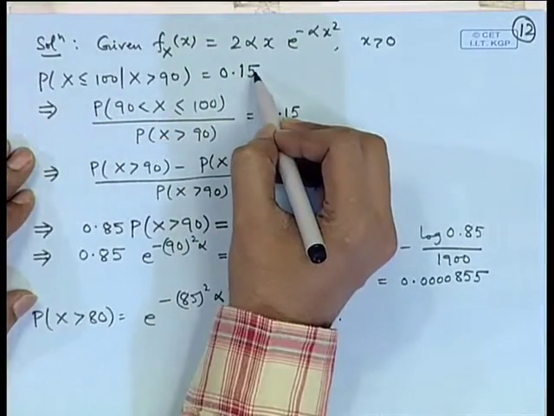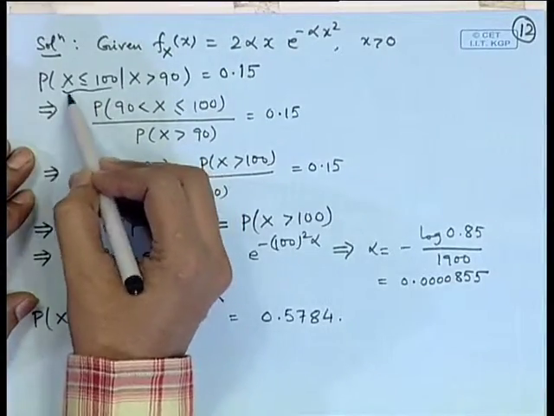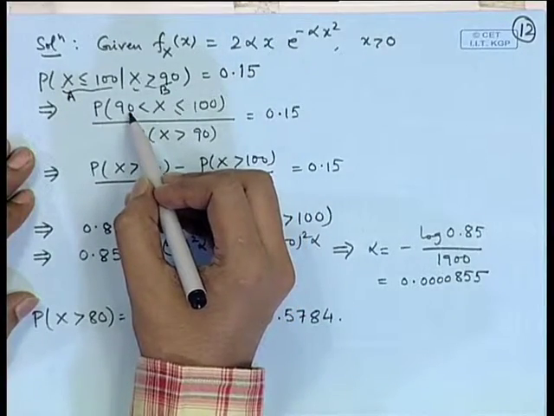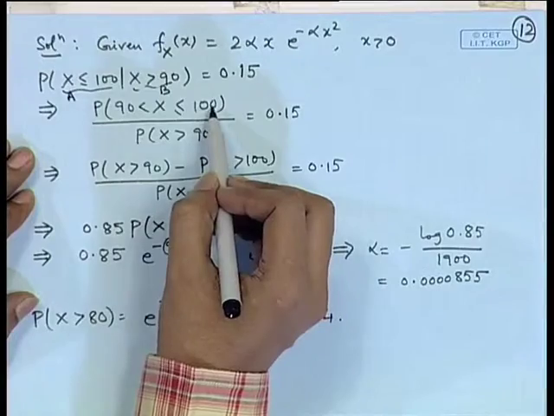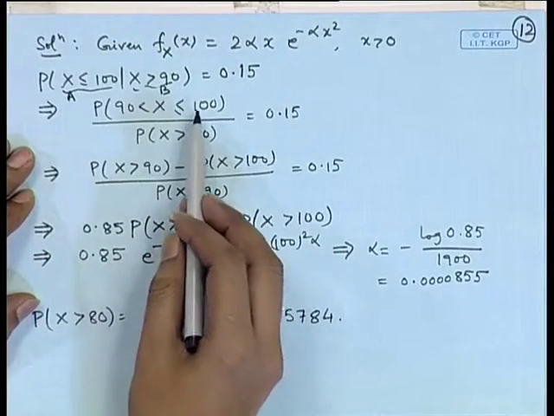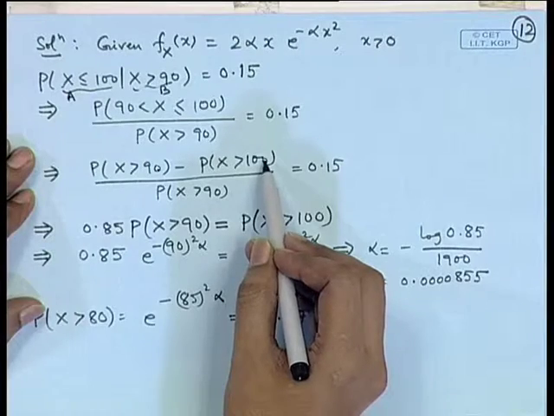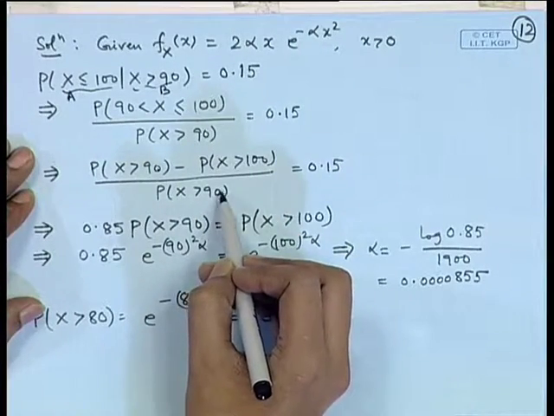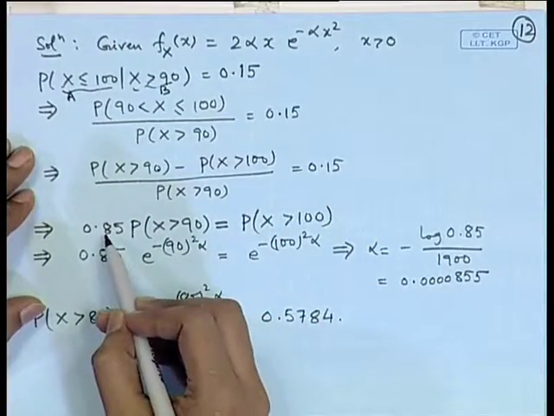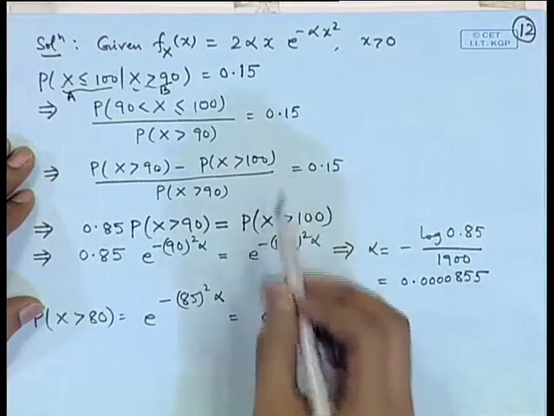This proportion is 0.15. So, consider these events, this is event say A and this is the event B. So, probability of A intersection B becomes that x lies between 90 to 100 and probability of B is x greater than 90. So, the numerator is the difference of the reliabilities at 90 and 100 hours divided by the reliability at 90 hours. So, we can simplify these terms. So, it is 0.85 probability x greater than 90 is equal to probability x greater than 100.